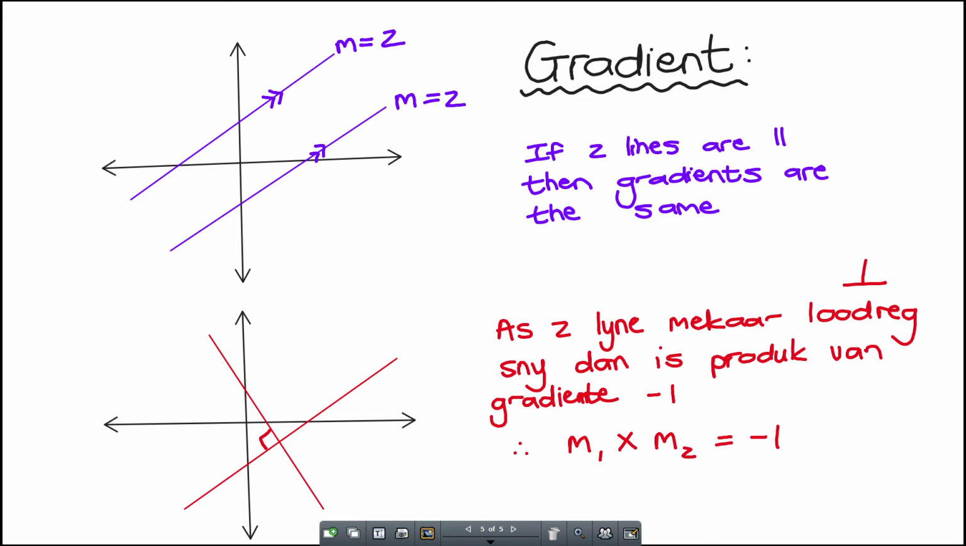Met ander woorde, hier wys ek jou onder vir jou. If I take the gradient of the first graph, the first line, and I multiply it with the gradient of the second graph, it should give me -1. Okay, dit gaan vir my -1 gee. Nou kom ons gebruik net gou 'n voorbeeld. Kom ons sê hierdie gradiënt is 1/2. Then it means that the gradient of this line, because they cut each other perpendicularly, gaan wat wees?